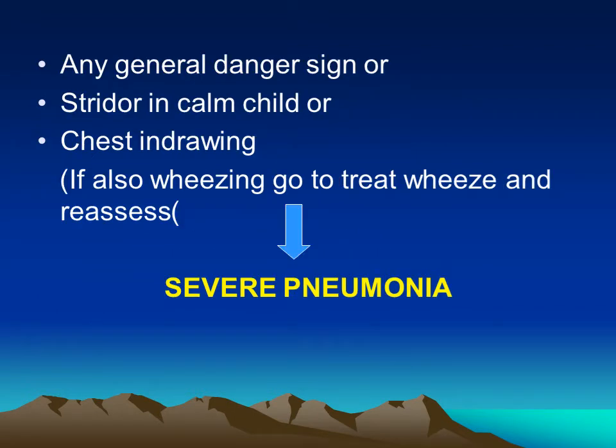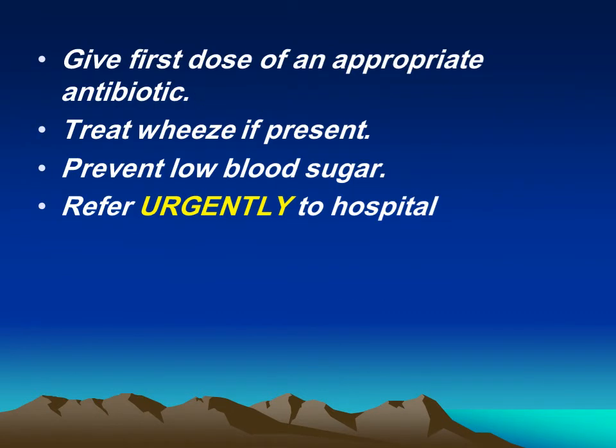So you reassess the child for any danger sign, stridor in a calm child, or chest indrawing. Also, if there is wheeze, you should treat the wheeze. If a child has chest indrawing, fast breathing, and stridor, you should assess him as severe pneumonia. So this is the second class. First class, very severe disease, if the baby has any danger sign. And now this is severe pneumonia, if the baby has chest indrawing or stridor in a quiet child.